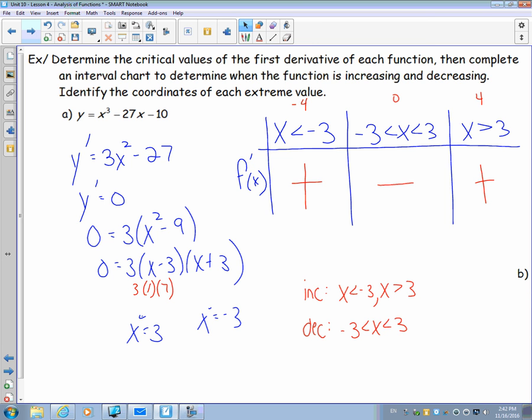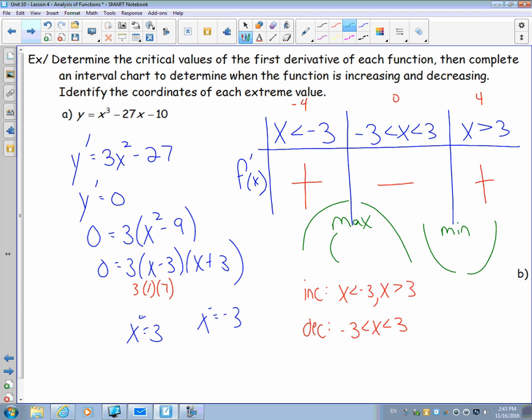How are we changing? Well, let's draw it out. It goes up and then down. It goes down, then up. So obviously this one's a minimum and this one's a maximum. What are the values? -3 and something and +3 and something. If I want to know the something, the point that goes along with it, I have to go back to my original equation, because that's how we get points, and sub in -3 and +3.